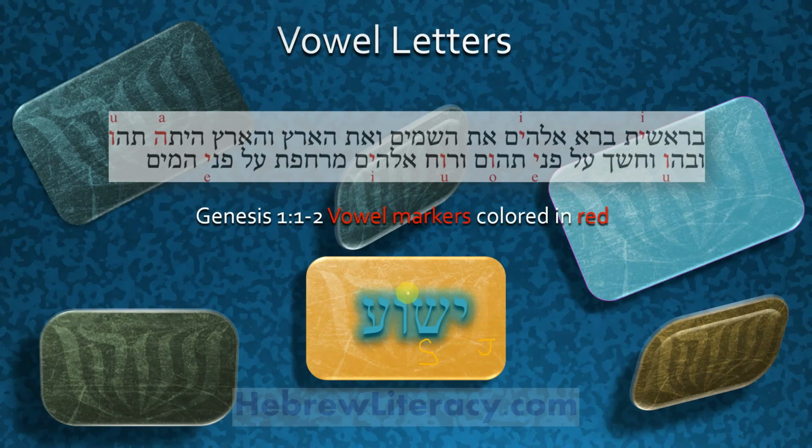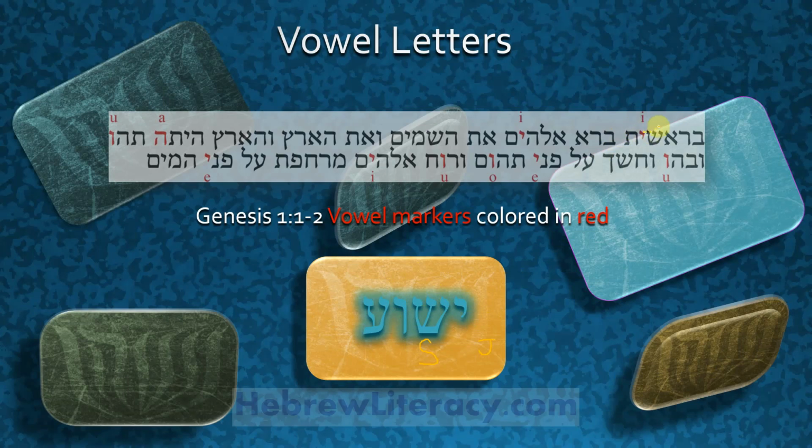And here in his name, the first yod is a consonant. Listen, y, Yeshua. But this is not a vav sound, it's an oo. It's functioning as a vowel. So this is an example of using a vowel letter to make the sound correct.